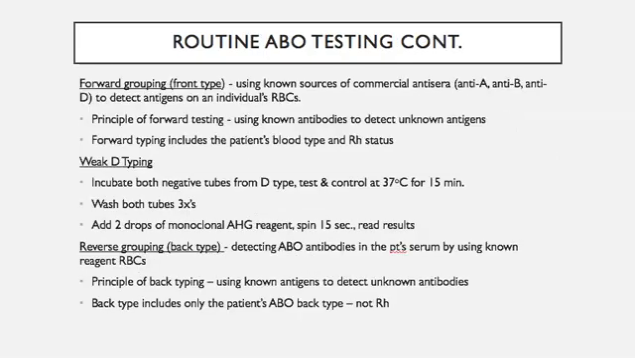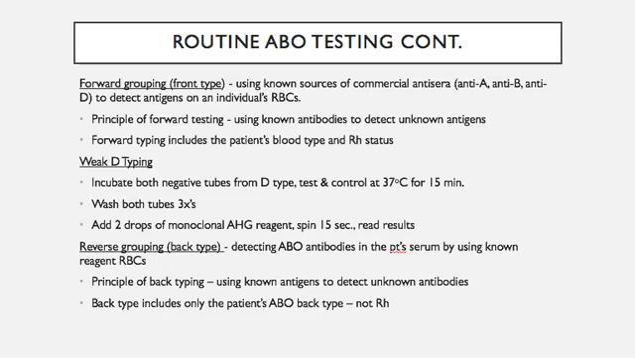Okay, so the forward grouping, which is sometimes referred to as the front type, is defined as using a known source of commercial antisera. That means the reagents that you're using in the forward type are anti-A, anti-B, and anti-D, and we use those antisera to detect antigens on the patient's red cells. So the principle of forward testing is that we're using known antibodies to detect unknown antigens. The known antibodies are in our reagents. The unknown antigens are on our patient's red cells.